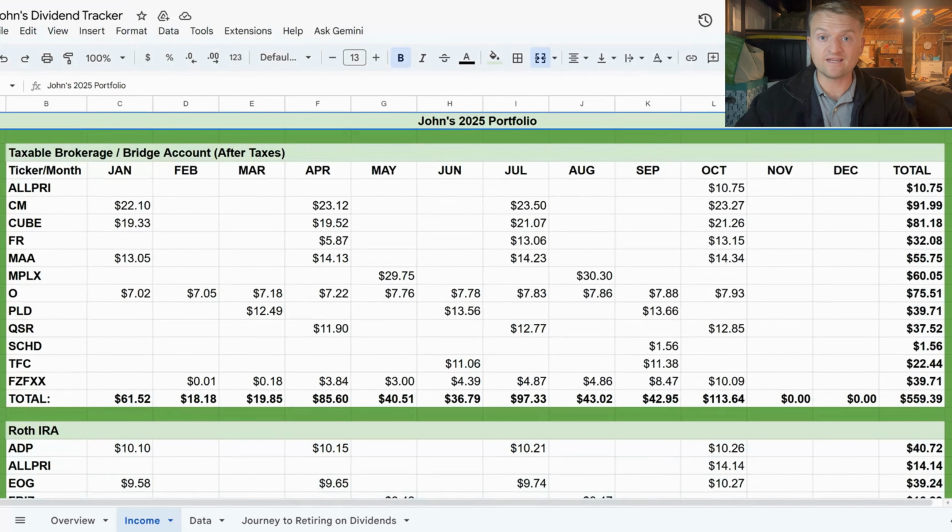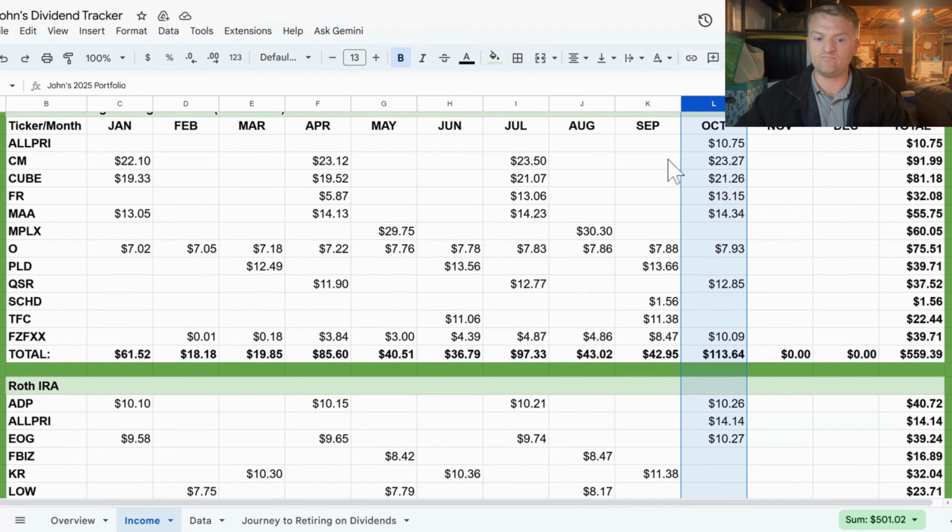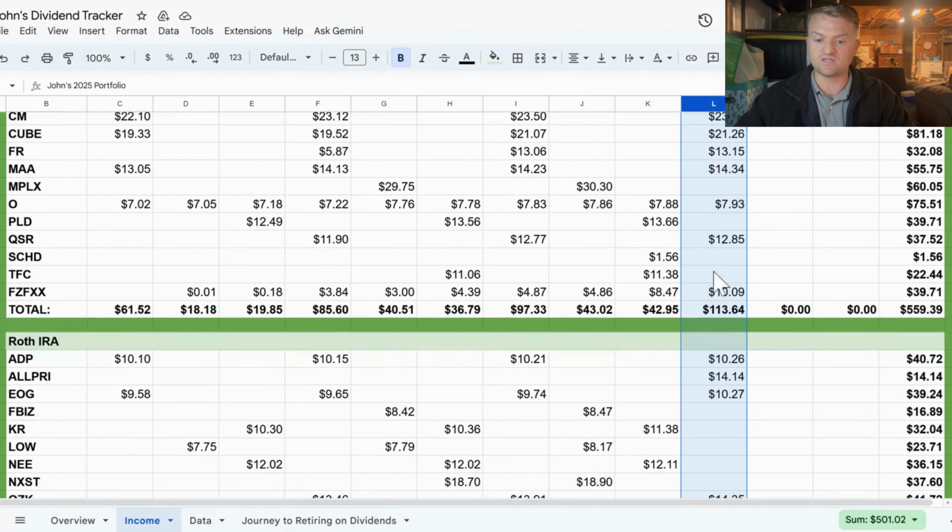Jumping over to our income sheet, this is our best month of dividend income this year. As you can see in the L column, October, we got paid by a lot of people, which is what we like to see. The newest addition to the portfolio is Allstate Primary Shares I. They paid out this month, followed by pretty much everybody else. You can kind of go through and see those there.